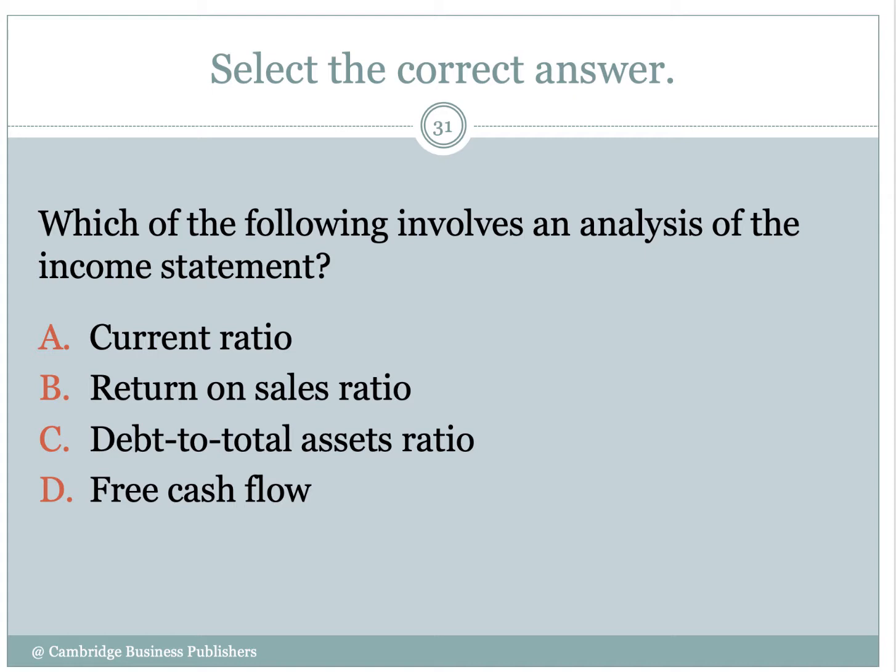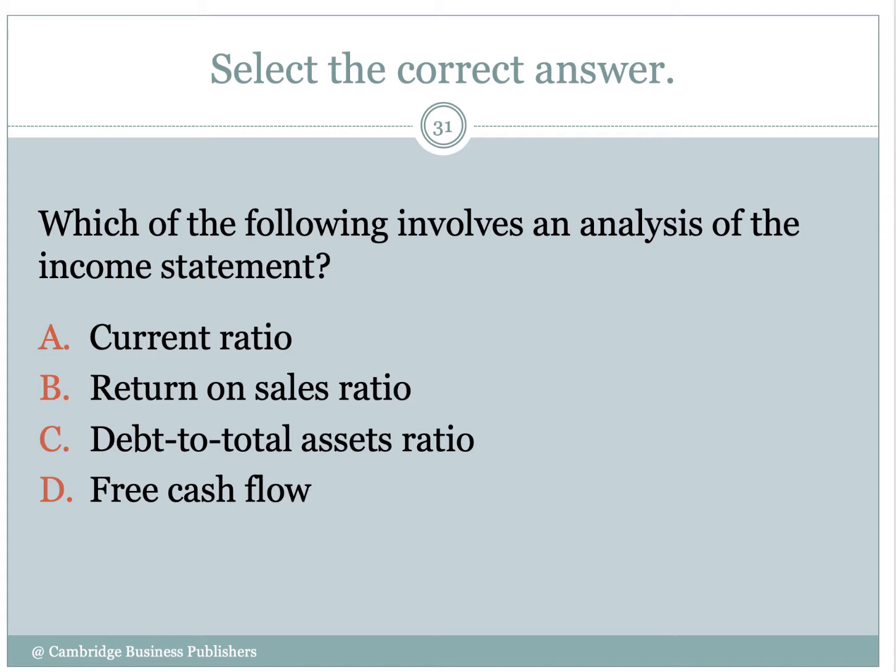The current ratio, number A. Well, remember, current ratio, we know what that is. Current assets divided by current liabilities. And in order to find our current assets and current liabilities, we have to use the balance sheet. So that has nothing to do with the income statement.